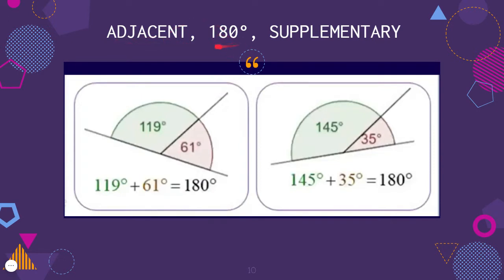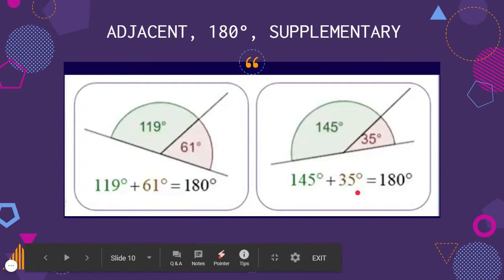Next one is 180 degrees. That means straight angle. Can I see if this is 180 degrees? Yes, I can see that it's a straight angle. That means the second point is also here. Third one says it should also be supplementary. Now, as we already know, if the sum of two angles is 180, that means it is supplementary. As I can see, all these 3 points are met. That means this is a linear pair.